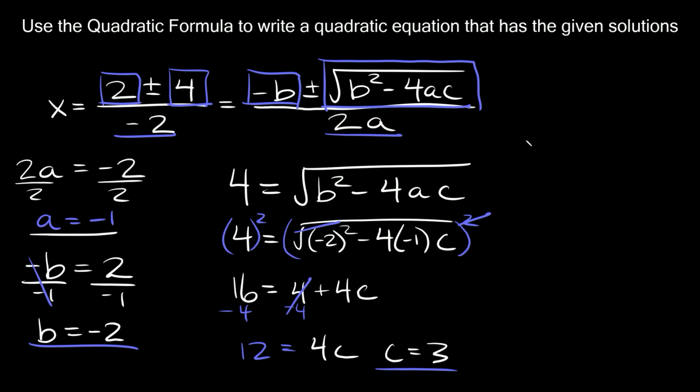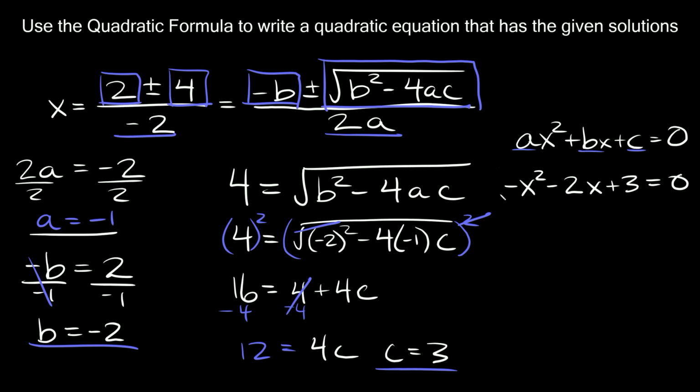Okay, cool. So we know what a, b, and c are equal to, so we'll plug it into our quadratic equation, right? ax squared plus bx plus c is equal to 0. And we'll plug in a, b, and c. So a is negative 1, so here we'll have negative x squared, and b is negative 2, so we'll have minus 2x, and c is 3. So plus 3 is equal to 0. So there's your final equation right there.